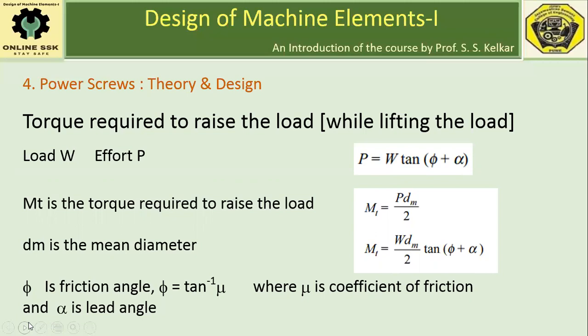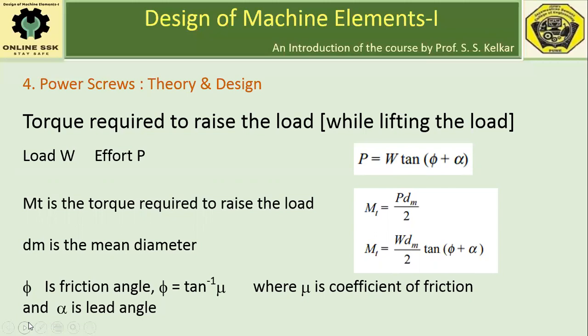Knowing the effort, one can find out what is the torque Mt. M suffix T is the notation for torque. Mt, the torque required to raise the load, is given by P times dm upon 2, where P is the effort and dm is mean diameter.